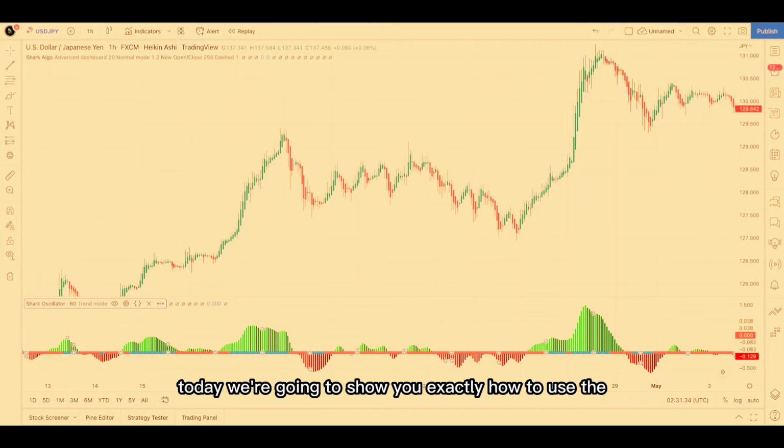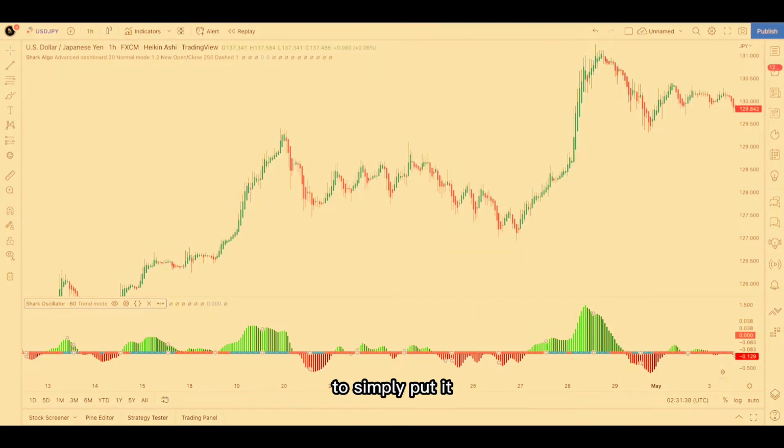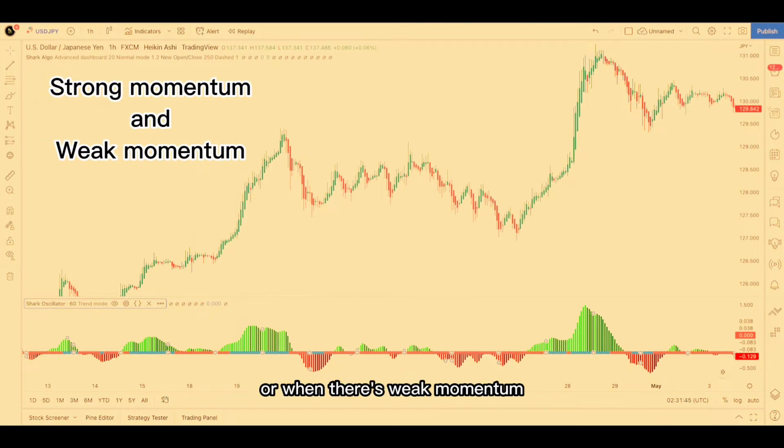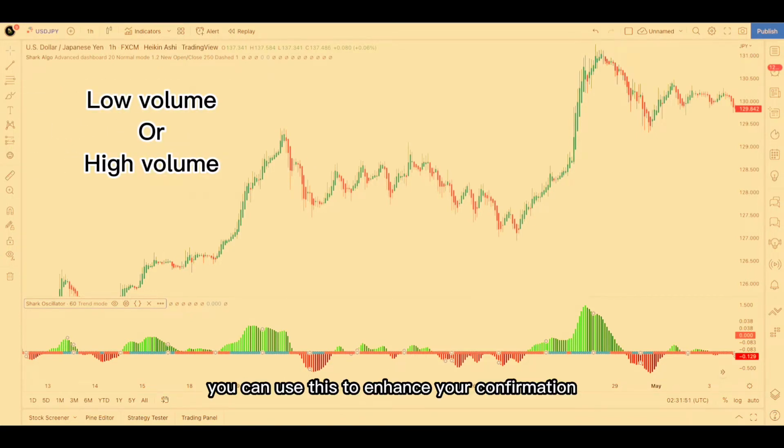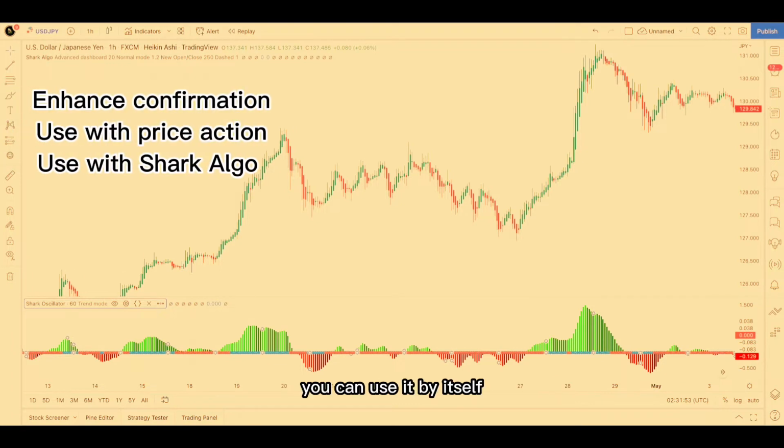Today we're going to show you exactly how to use the Shark Oscillator so you can make better trades. To put it simply, it's a momentum trend indicator. It's going to help you find when there's strong momentum or weak momentum in the trading pair you're looking at. And it'll also help you identify when there's low or high volume. You can use this to enhance your confirmation, you can use it by itself with price action, and you can use it with Shark Algo.